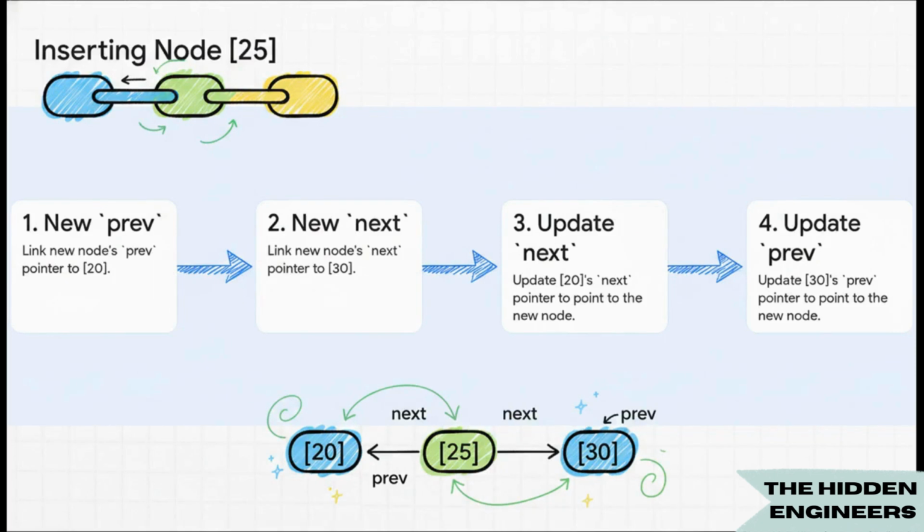All right, so we want to slip this new node, 25, right in between 20 and 30. Think of it like weaving a new link into a metal chain. It's just a few pointer adjustments. First, we tell our new node, 25, okay, your prev is 20 and your next is 30. Then we have to tell its new neighbors about it. We tell 20, hey, your next isn't 30 anymore, it's 25. And we tell 30, your prev is now 25. The chain is reconnected, perfectly seamless.